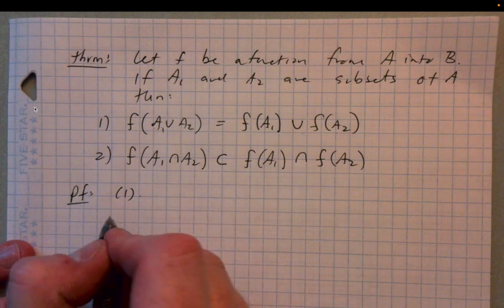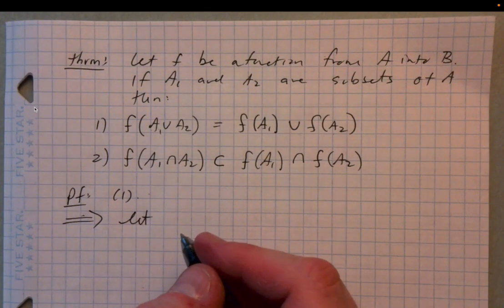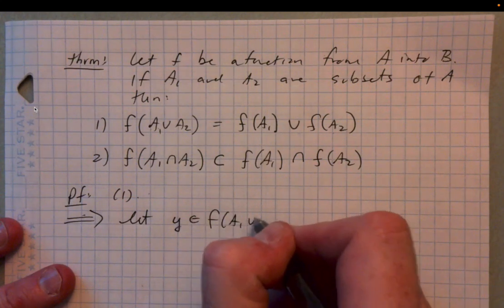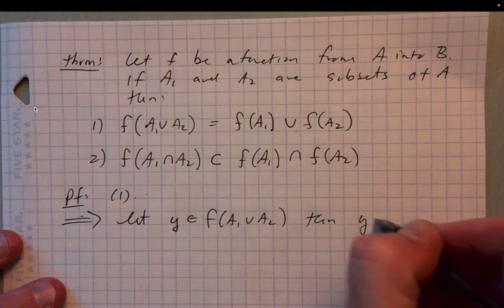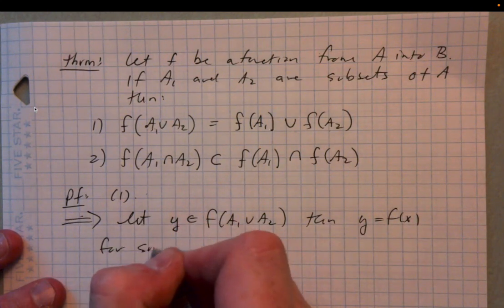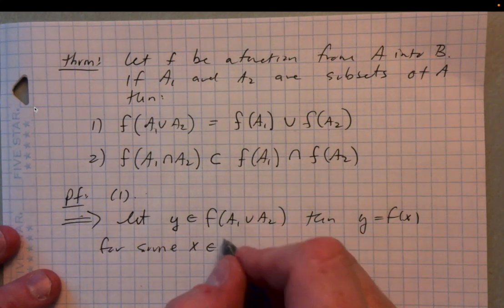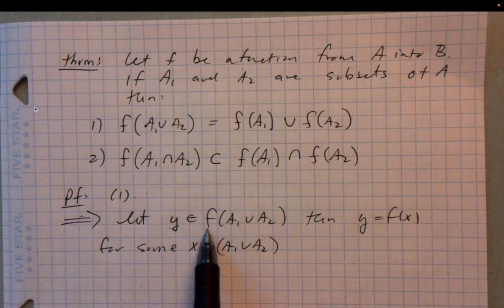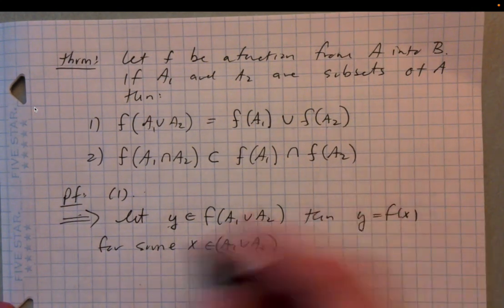So let's start with the one direction, right? So we'll let x, well, no, actually we need to start with y's here in this case, right? So we're going to let y be in the image of A1 union A2. Then what we could say is that y is equal to f of x for some x in A1 union A2. Okay. So if y is in the image of A1 union A2, then y is equal to f of x for some x in A1 union A2. That's all that means.